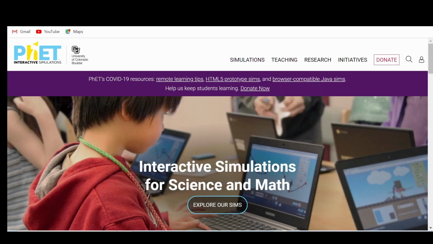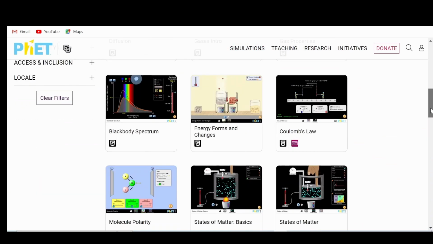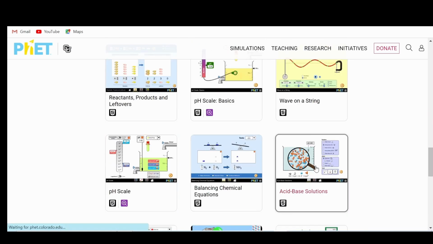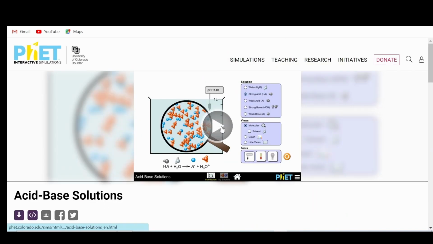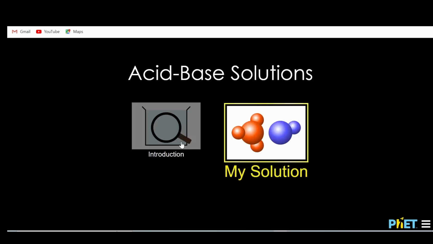To access all the simulations that I'll be using in this lesson, just simply go to phet.colorado.edu, then chemistry, then for this first simulation, click on the acid-base solutions, then the play button. Next, you'll be given two options, the introduction and my solutions options. We'll be using both of these great simulations.